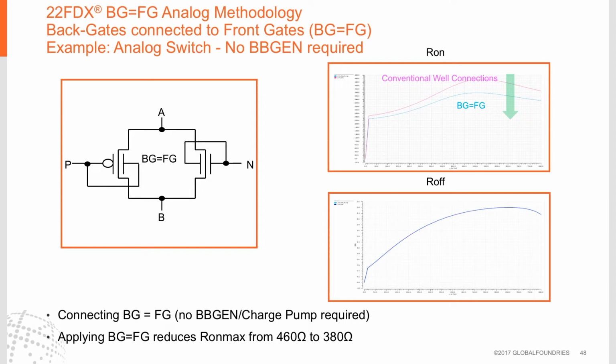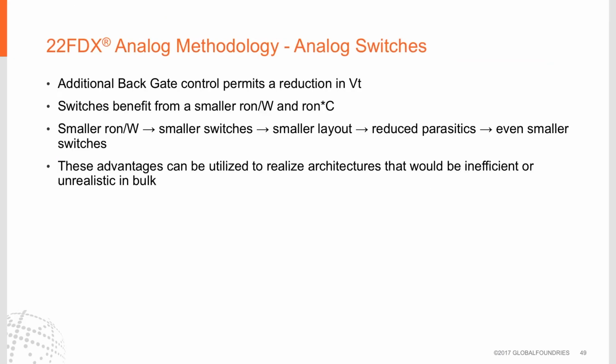In this case, we simply hook the front gates and the back gates together for each of these devices. And even with this simple configuration, we notice that we get an improvement in R on, where we reduce R on max from 460 ohms to 380 ohms. So additional backgate control will permit a reduction in the threshold voltage. And the switches benefit from a smaller R on per W and R on C.